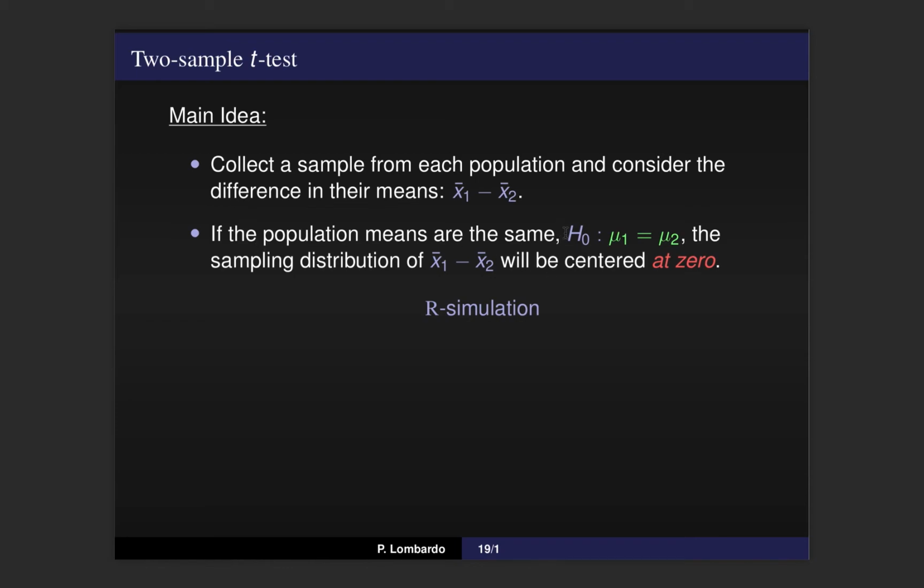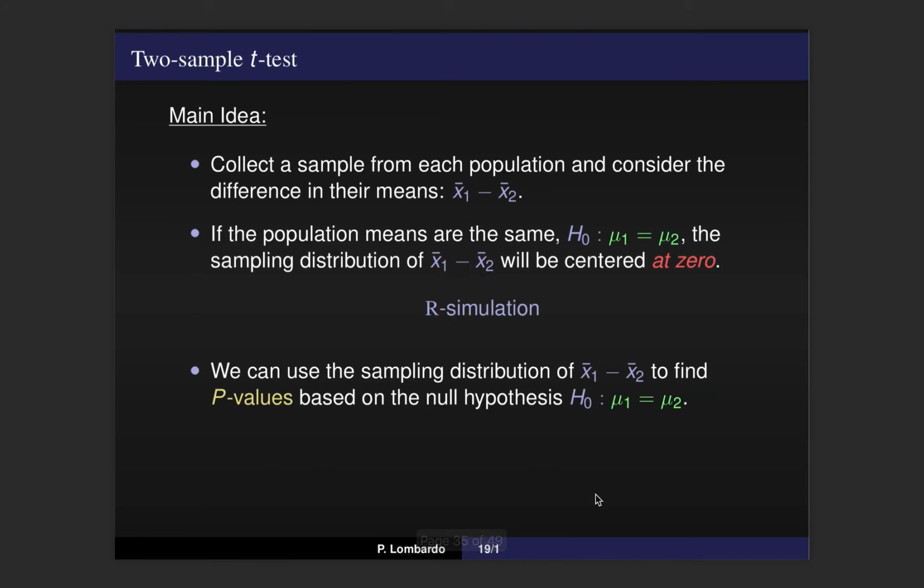All right, so our typical null hypothesis is going to be that the population means are the same, and this will mean that the sampling distribution of x1 bar minus x2 bar will be centered at 0, as we just saw with our R simulation. Now, we can use the sampling distribution of x1 bar minus x2 bar under this null hypothesis assumption to find p-values based on the assumption that the null hypothesis is true.